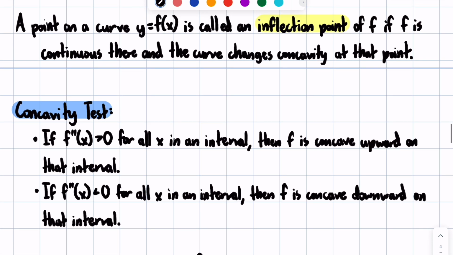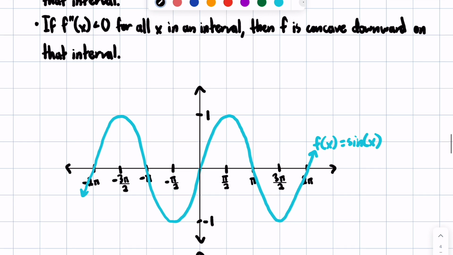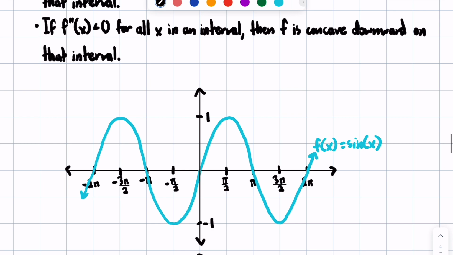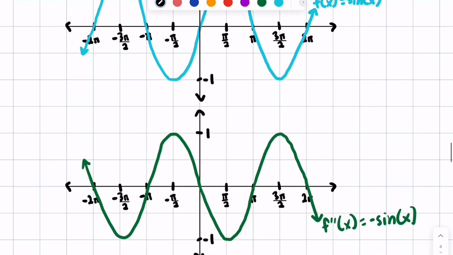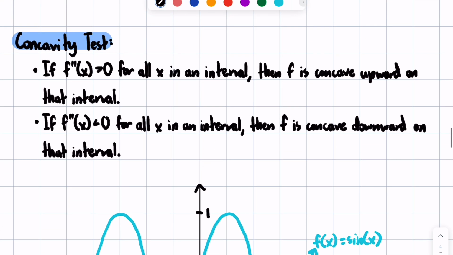Now there's a way to test for concavity. That's going to use the second derivative, all right? So if the second derivative is positive on an interval, then the function is concave upward on that interval. And if the second derivative is negative, then the function is concave downward. So we're going to look at this in practice using sine. Since the derivative of sine is cosine and the derivative of cosine is negative sine, negative sine is going to be our second derivative.